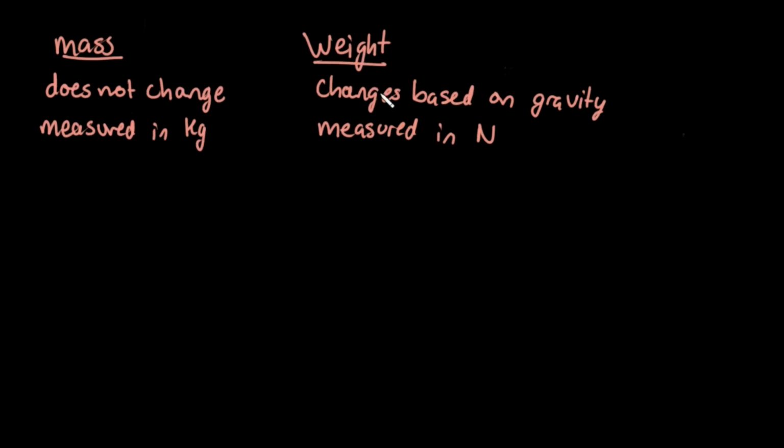Weight, however, is dependent on gravity. So if you take an object on Earth and you put it on the moon, it will weigh less because the gravitational acceleration is less on the moon than it is on Earth. Mass is measured in kilograms. Weight is measured in newtons. So those are the two really big differences between mass and weight. Weight depends on gravity. Mass does not depend on gravity.